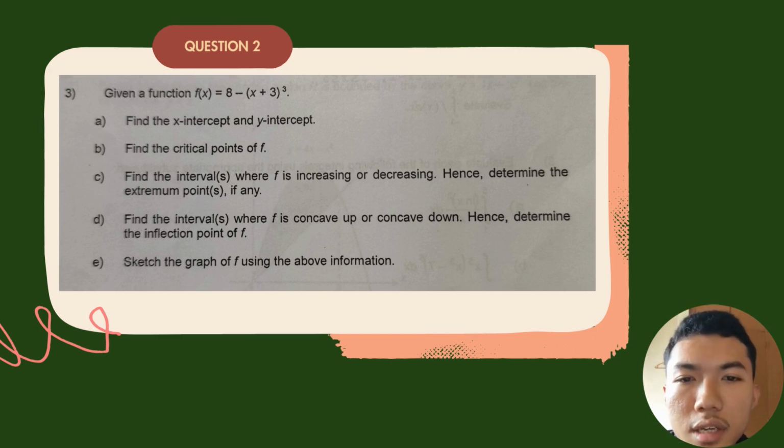Given a function f(x) equal to 8 minus (x plus 3) cubed. A. Find the x-intercept and y-intercept. B. Find the critical point of f. C. Find the interval where f is increasing or decreasing, hence determine the extreme point, if any. D. Find the interval where f is concave up or concave down, hence determine the inflection point of f. E. Sketch the graph of f using the above information.